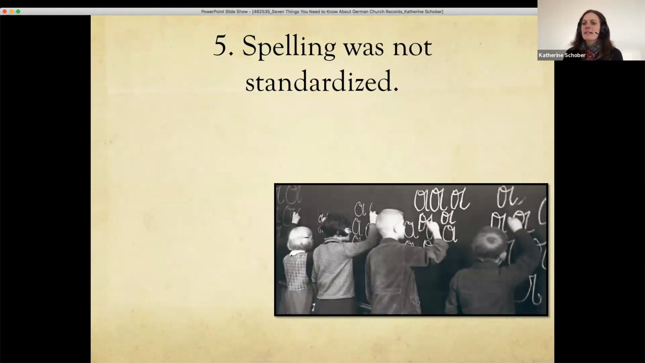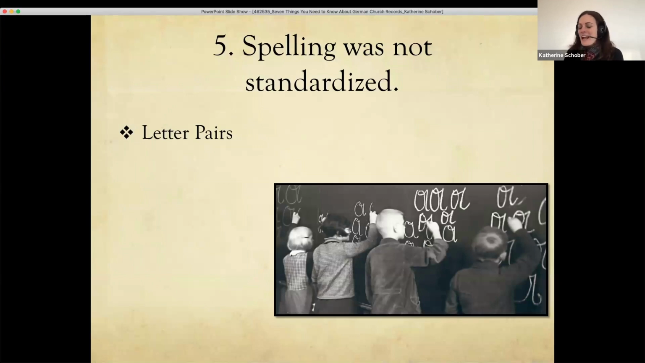Tip number 5, spelling was not standardized in German church records. Spelling really didn't undergo a major standardization process that stuck until the late 19th century in Germany. So that means when you're working with your church records, you may see your last name spelled a number of different ways and German words spelled a number of different ways as well. Now, you may be thinking to yourself, how am I supposed to recognize all those different ways if there's so many? That's a good question, but the answer I always tell people is to think like a German.